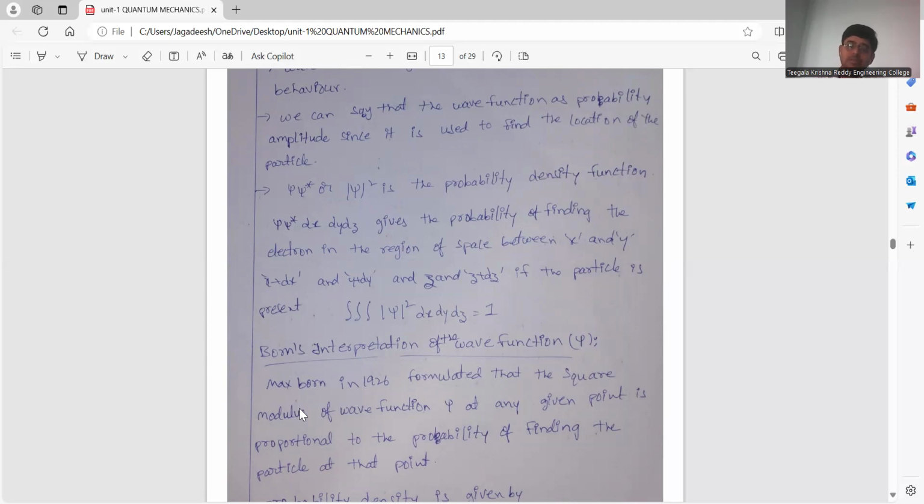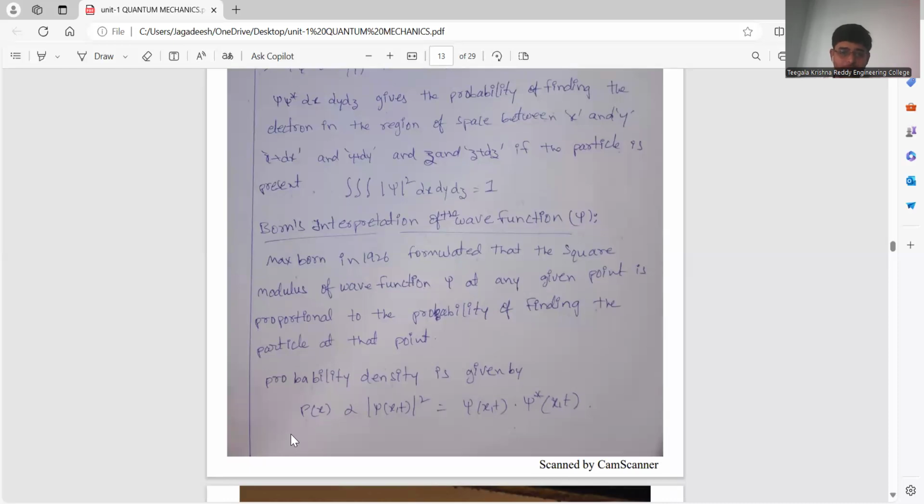The point at which we find the probability is exactly proportional to the square of the wave function. Psi star psi, or mod psi square, is directly proportional to the probability of the particle. At any point, the probability of the particle is exactly proportional to mod psi square. The square modulus of the wave function is exactly equal to the probability of that particle. That's why both are directly proportional.